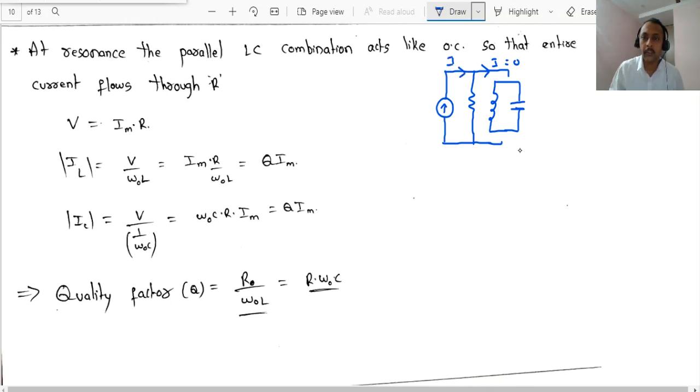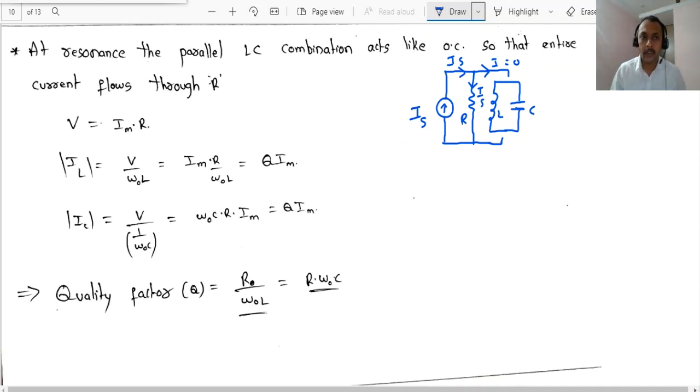This current IS comes up to here and it flows through the resistor. The entire current flows through the resistor. The LC combination acts like an open circuit. Exactly during resonance condition, the circuit behaves like this. That is the meaning. This is the applied current, some IS. Like this you have to understand.